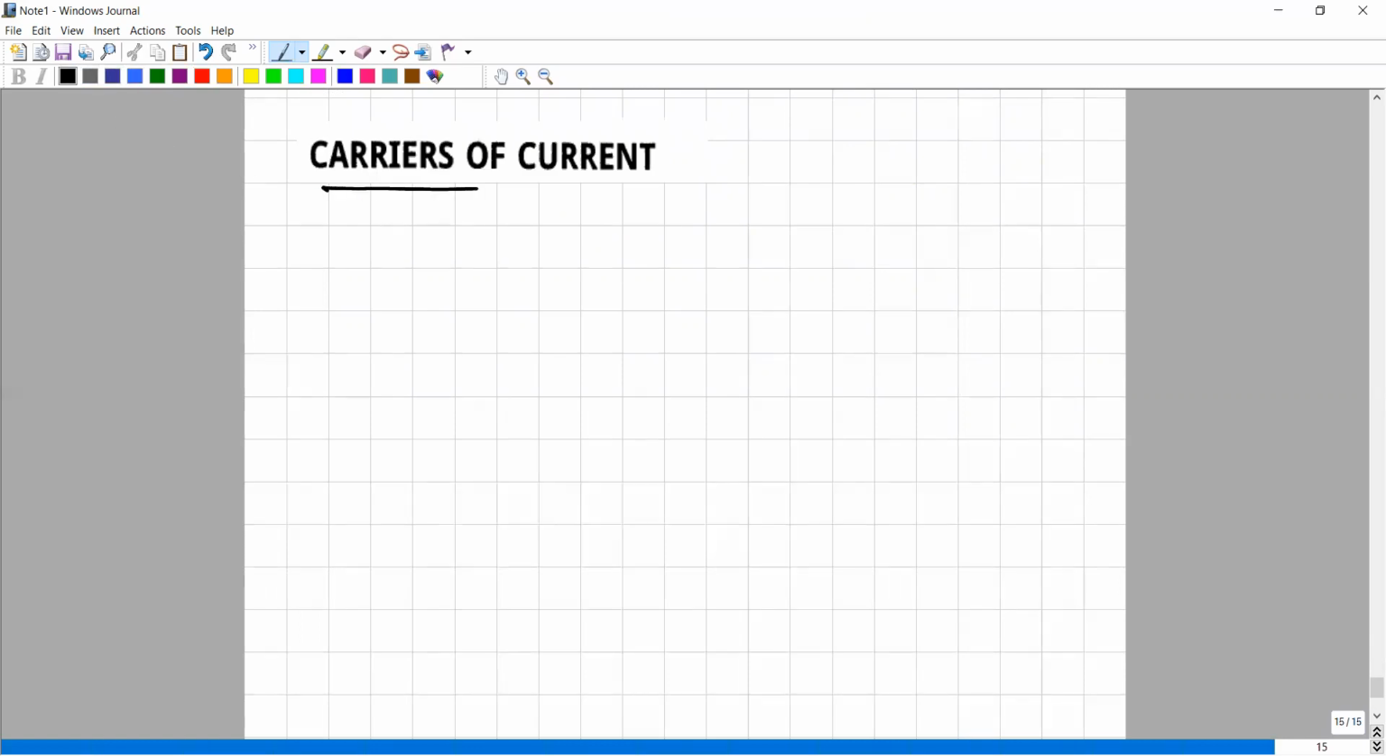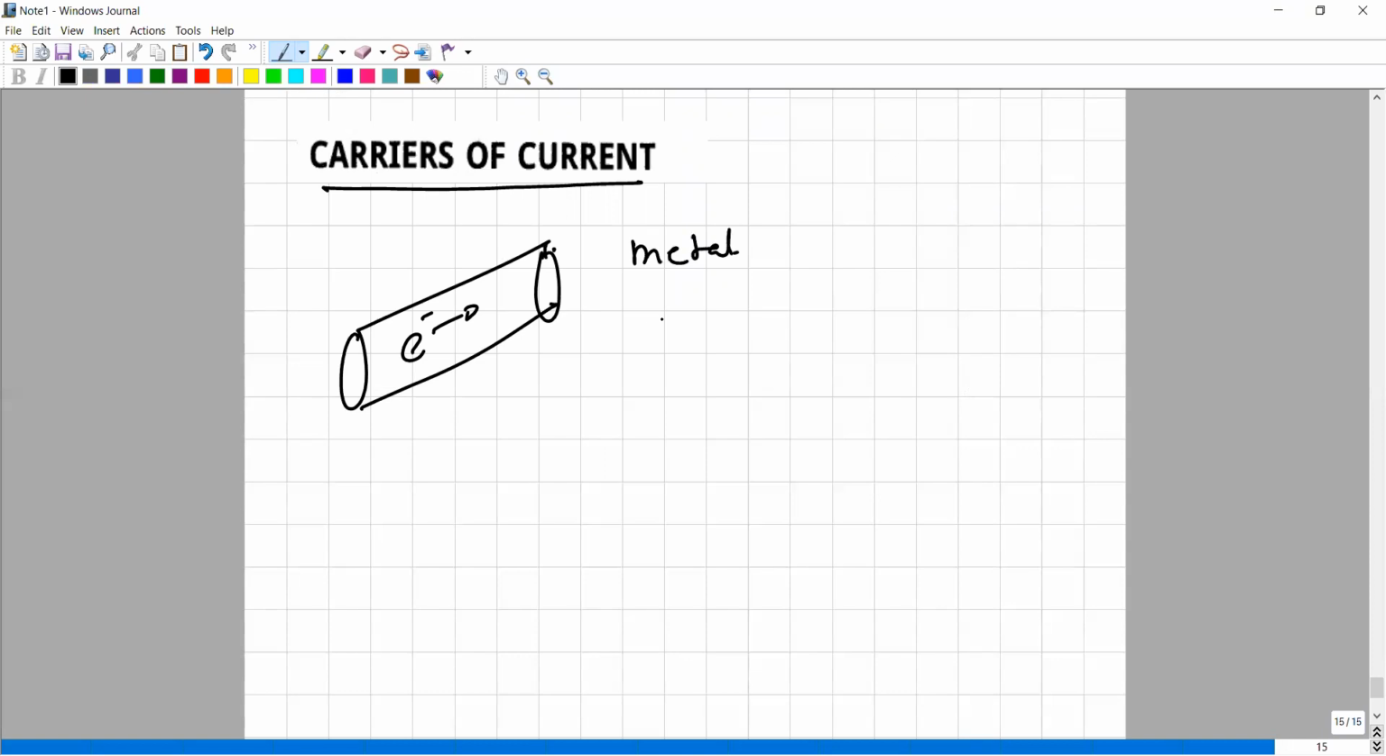Next is carrier of current. What is carrier of current? Carrier of current means which charge particle is carrying the current. So you would see that in metals, you have free electrons, and the free electrons actually flow. So in metals, the carrier of current is the electron, because it is only the electron which is flowing. Free electrons are flowing in the current.